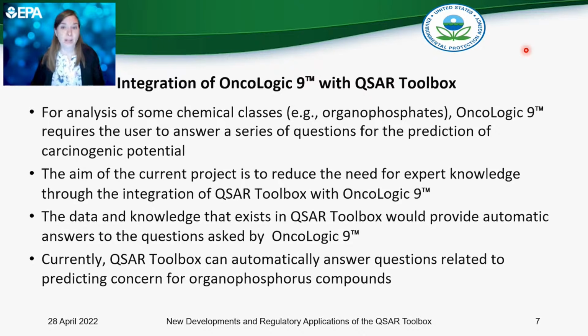Therefore, the aim of this current project is to reduce the need for expert knowledge through the integration of QSAR Toolbox with Oncologic 9. This should enhance the usability of Oncologic 9 through the reduction of the need for expert knowledge and increase the consistency of the predictions of carcinogenic potential. We can take advantage of the experimental data that exists in the databases contained within QSAR Toolbox to provide answers to the interactive questions. QSAR Toolbox can automatically answer questions related to predicting concern for organophosphorus compounds. And the questions that we can automatically predict, I will show on the next slide.